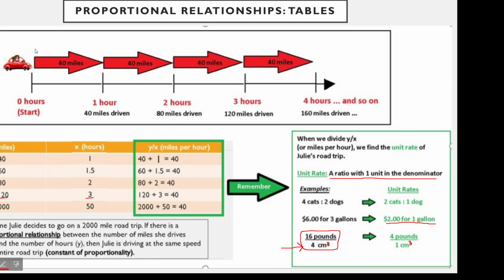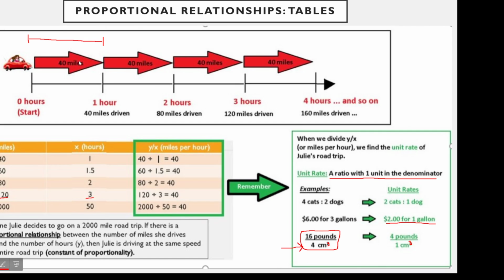But each hour, she drove 40 miles. During this time, she drove 40 miles. So her speed is 40 miles every 1 hour, and the unit rate is 40 miles every 1 hour.